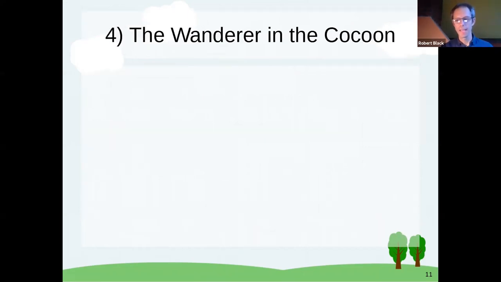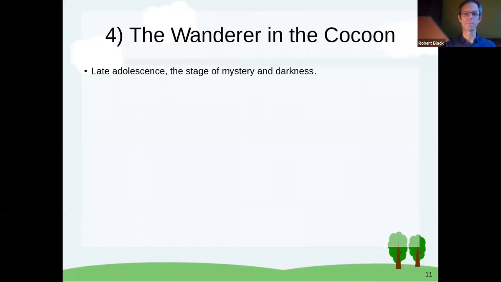So the fourth stage then, this is the place where everything can shift into a new phase or way of being in our culture. This is the thing that is going to, or is already, unfolding in our world to help us move forwards out of our current crisis as a culture. Late adolescence here. So the stage of mystery and darkness.